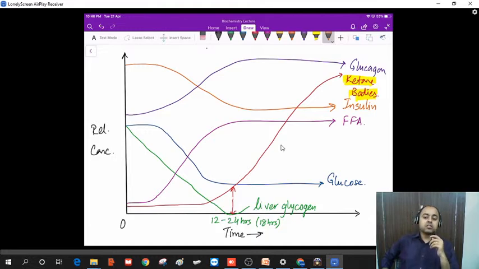Any questions about this graph? Anything you want to ask?